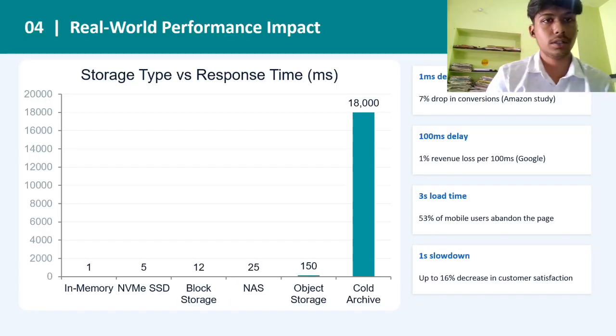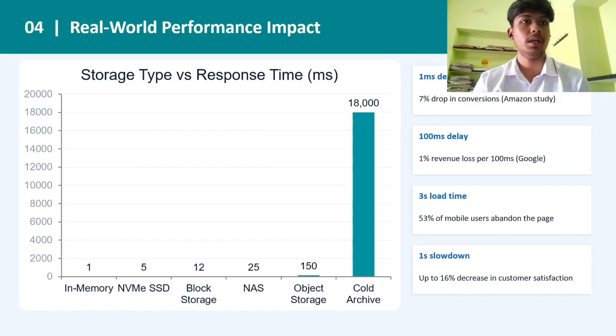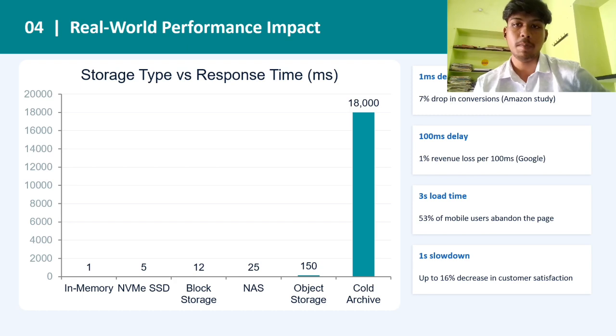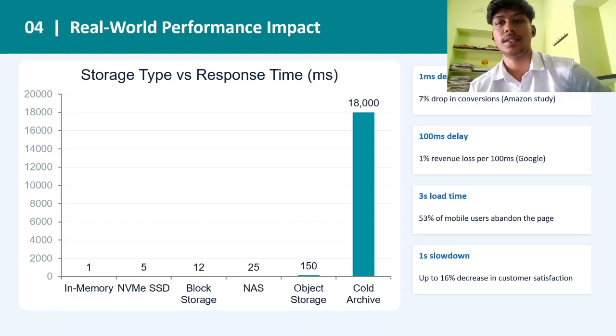So this is the storage type and response time impact on our real world businesses. Amazon conducted an internal study and found that just 1 millisecond of extra latency caused a 7% drop in conversion. 7%. Think about what that means for a company that processes billions of dollars in transactions. 1 millisecond. That's almost nothing in human terms, but it's devastating in business terms.